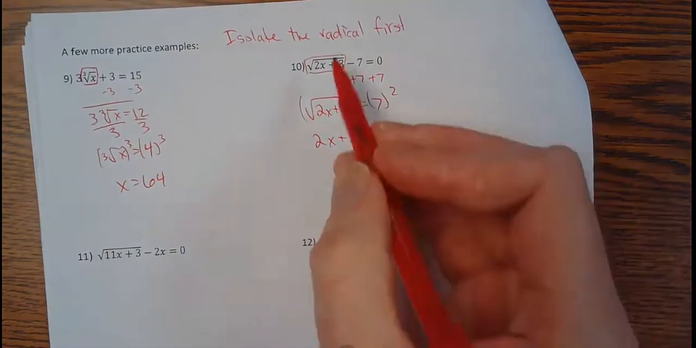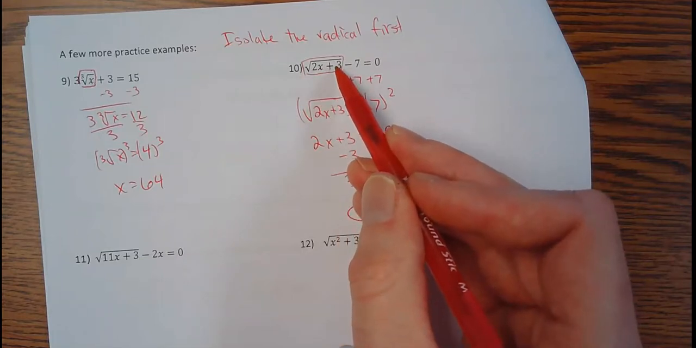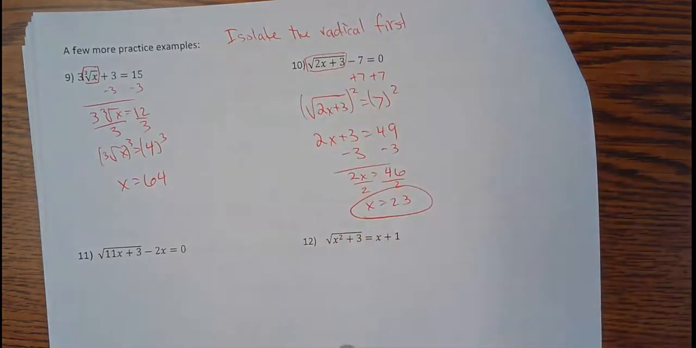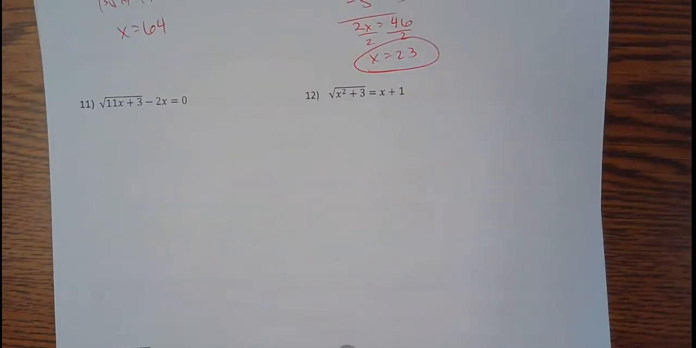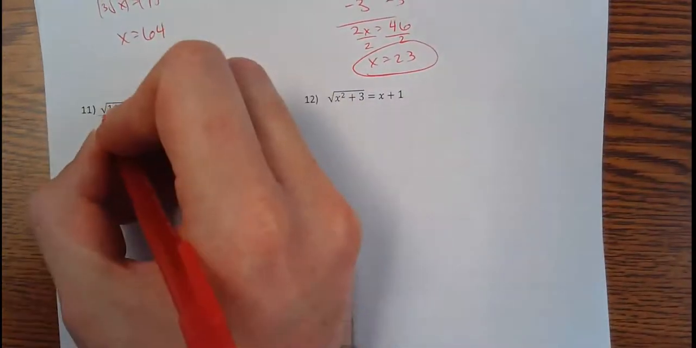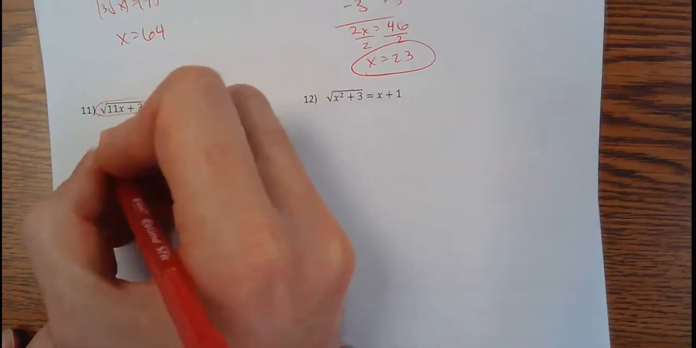Okay, if you plug that back in, 23 times 2 is 46, plus 3 is 49, square root of 49 is 7, 7 minus 7 is 0, so it works. This guy here, I do not have the radical by itself, so right here is the radical. That needs to be by itself on one of the sides of the equation before I can square anything, so I'm going to add the 2x over.